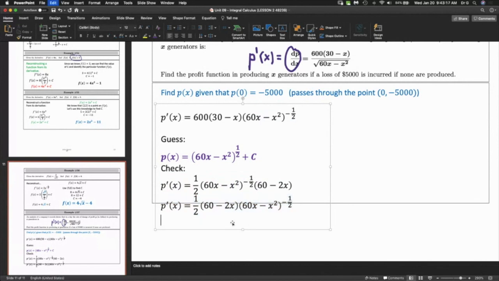I'm gonna take this 1/2. All right, it's hard for me to highlight the right thing. I want to take 60 minus 2x and multiply it by 1/2. And that will give me 30 minus x, leaving us with this. Okay?